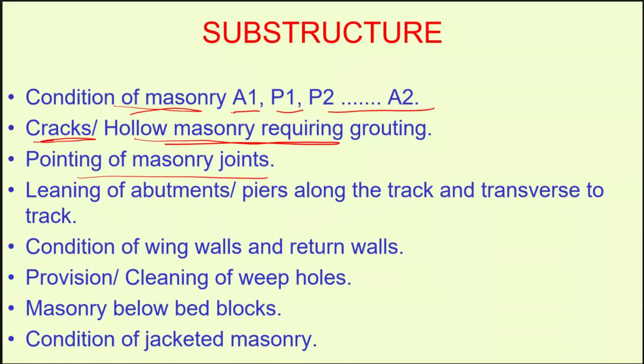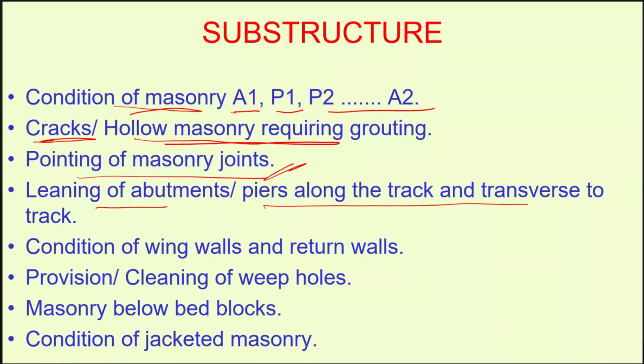Then pointing of the masonry joints. When the masonry joints become weak, they need to be pointed. Otherwise, they will become a potential source of water ingress. Then the next step will happen: the joints will become further loose and depleted, and finally the blocks will come out. In that way, the damage keeps increasing. So that needs to be pointed and the joint made perfect.